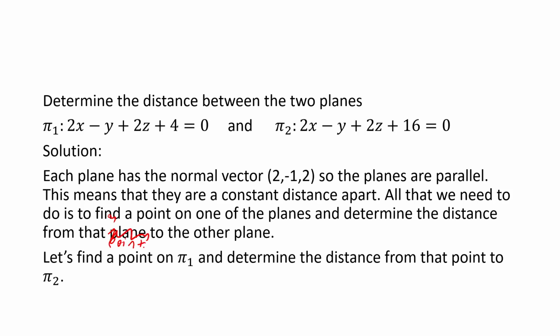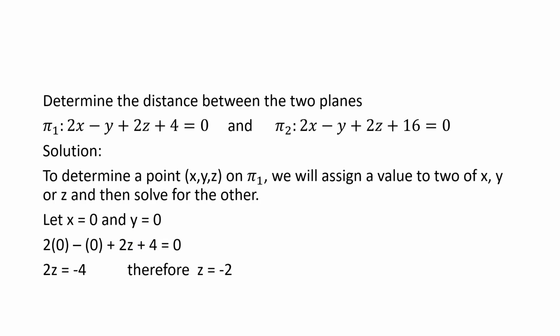Okay, and so we're going to find a point on plane 1 and determine the distance from that point to plane 2. To determine a point (x, y, z) on plane 1, we'll assign a value to two of x, y, and z, and then solve for the other. So we can give any value to any two of those that we want.